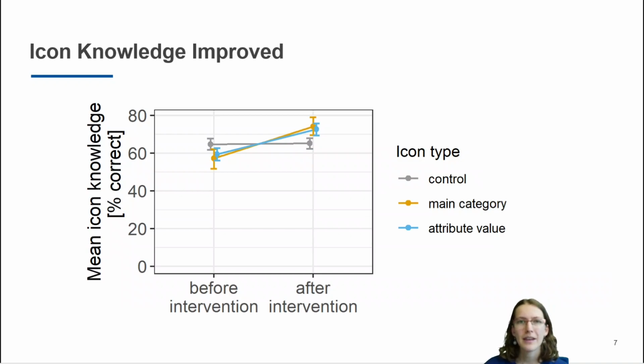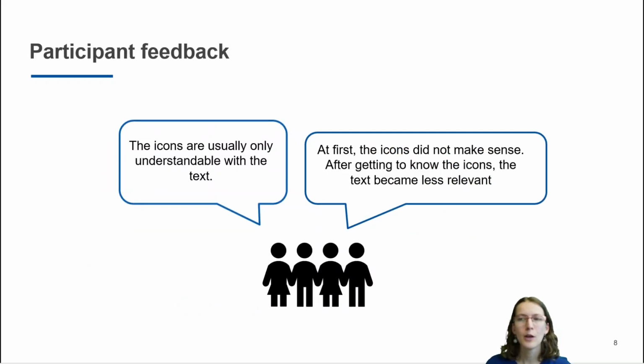We found that icon knowledge improved significantly compared to before the intervention and after intervention for the privacy icons, but not for the control icons, where the icon knowledge stayed roughly the same. So we can suggest that our process improved the icon knowledge. We also asked for participant feedback.